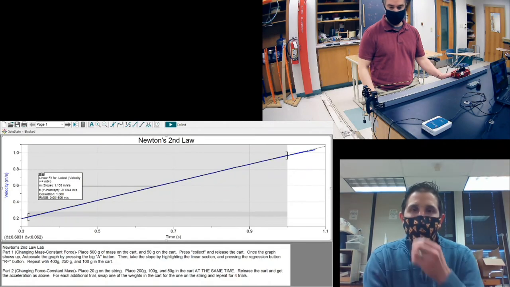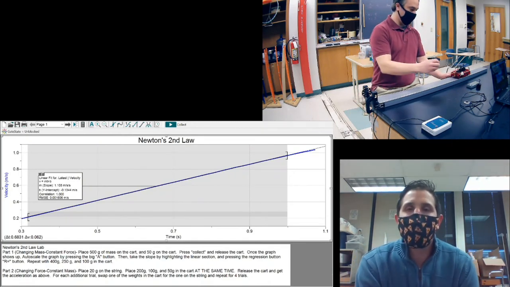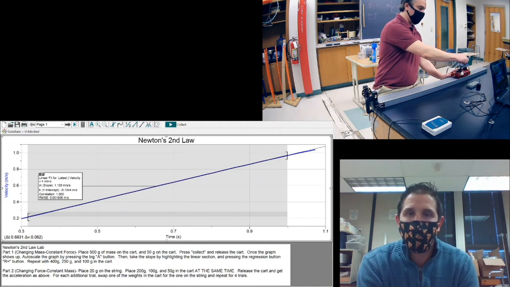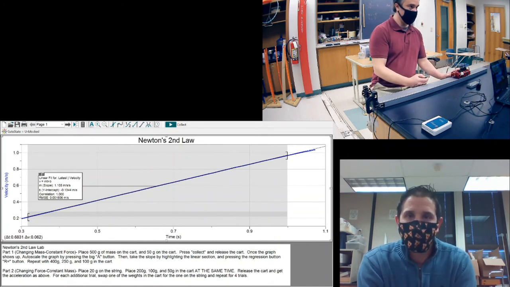Okay, we're back for part 2. So in part 2, we're going to keep the mass of the system consistent, and we're going to change the amount of force pulling the cart. Mr. Hermann will explain to you how we're going to do that.